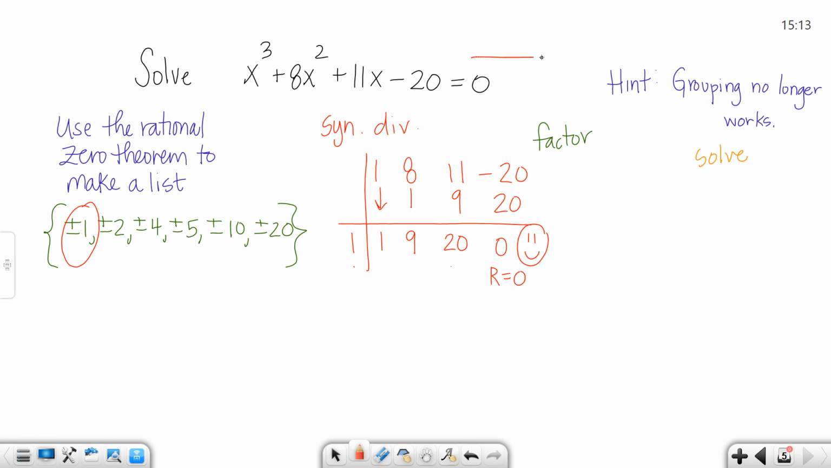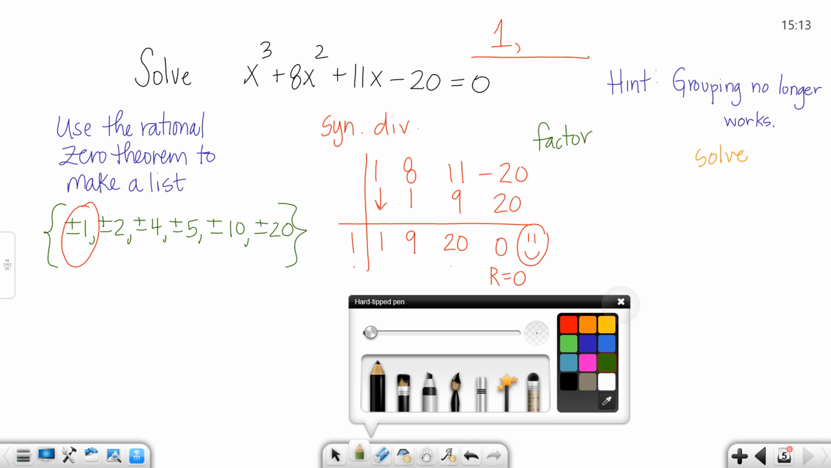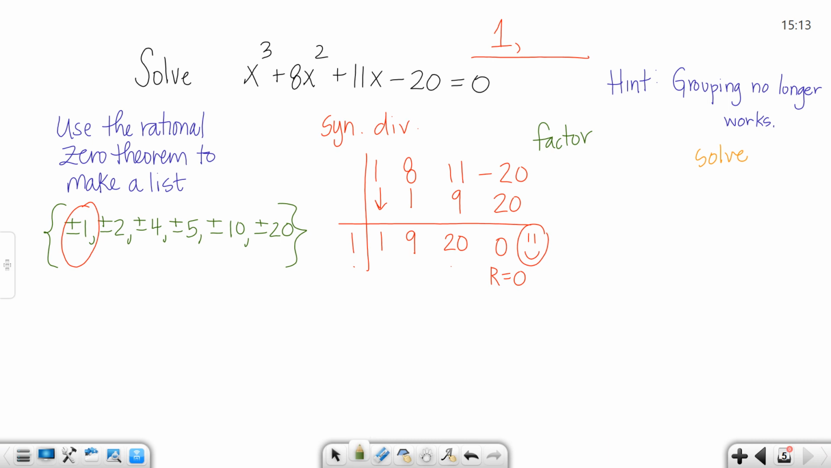So what that tells me is that 1 works. It is a zero of this function. It solves this equation. You'll notice up there that my problem began with x cubed. That means that this piece right here begins with x squared. So I'm going to take x squared plus 9x plus 20, and I'm going to factor it. The factors of 20 that add to give me 9 are 4 and 5.